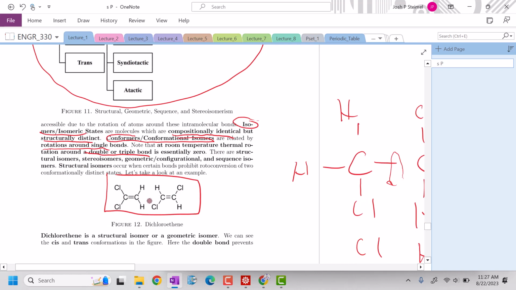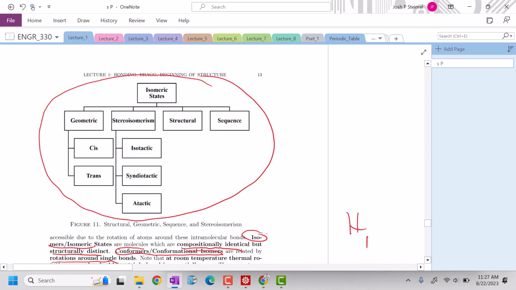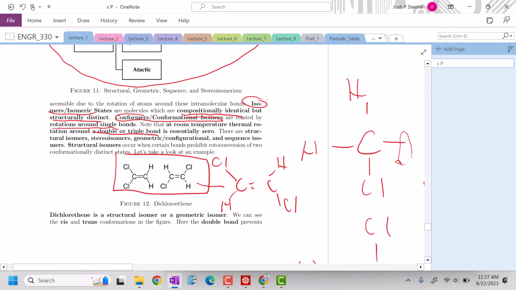But even if, let's say, we wrote another one that looked like this. For example, let's do H and let's do Cl, and then let's keep this as H and then Cl. These are not the same either, because you can't just rotate around that double bond. So these would be rotational isomers, or actually, these would be geometric isomers. This is a subset. So this is a cis isomer. This is a trans isomer, isomeric state.